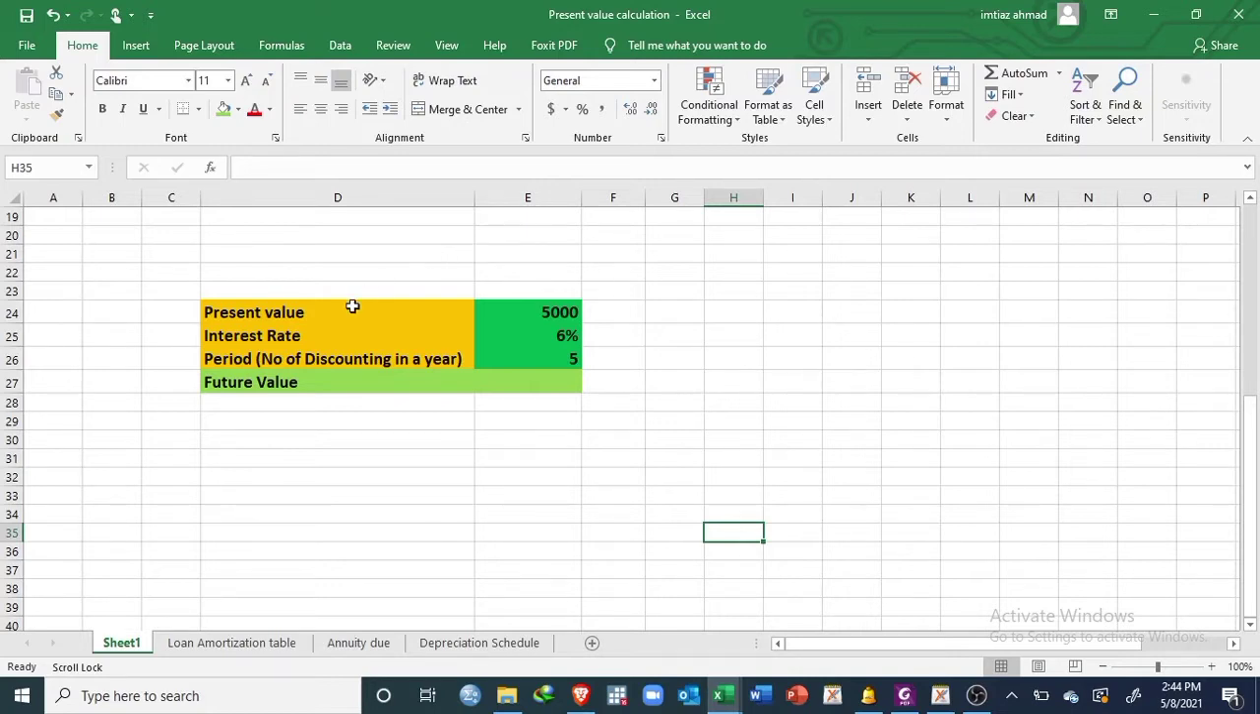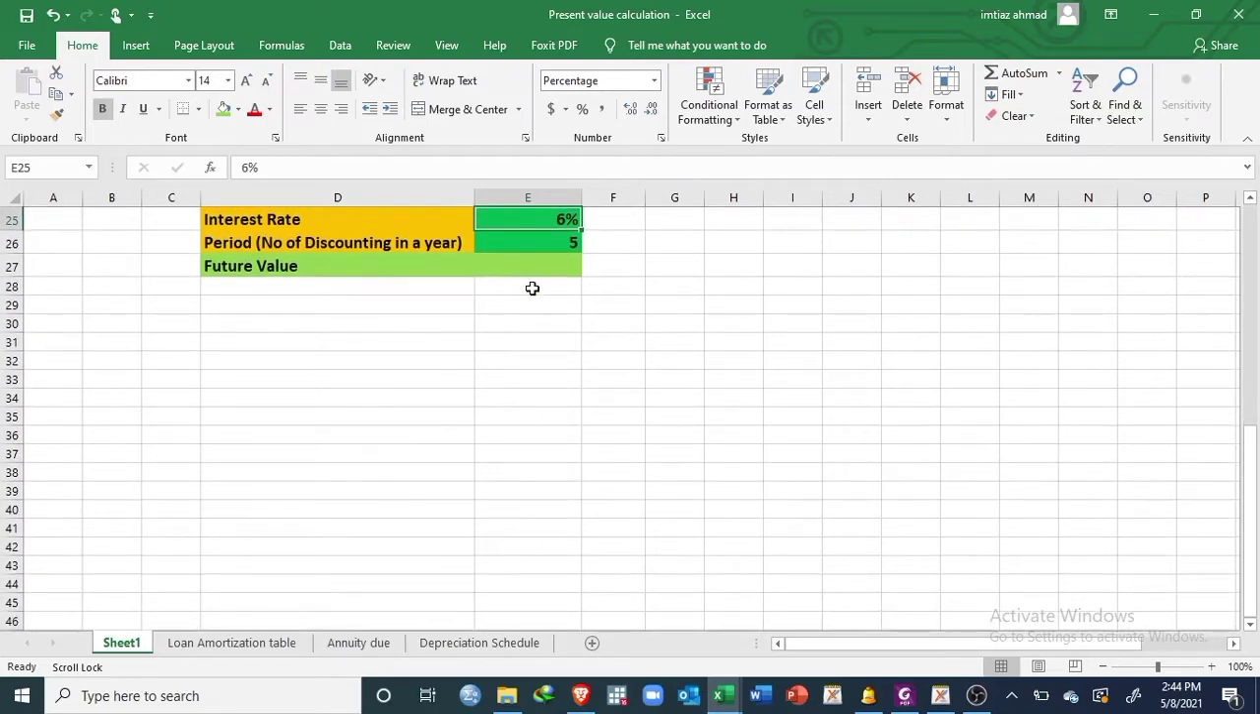Suppose you have the opportunity to invest rupees 5000 today and you want to know how much amount will be after 5 years if rate of interest is 6%. In order to calculate its future value, you have to start with future value function.